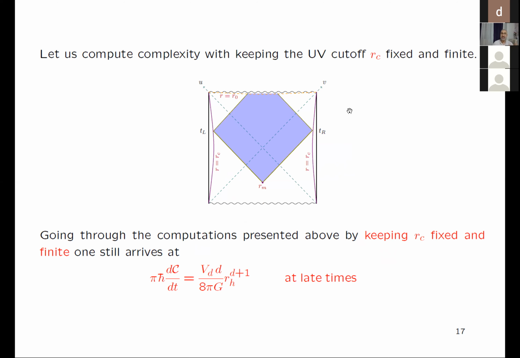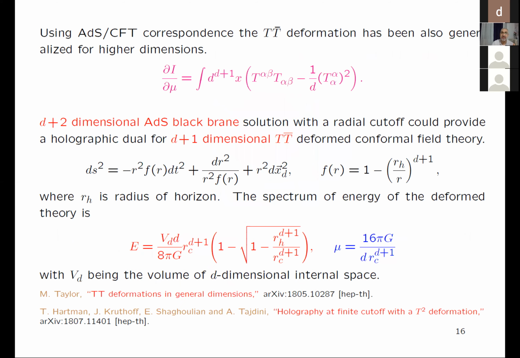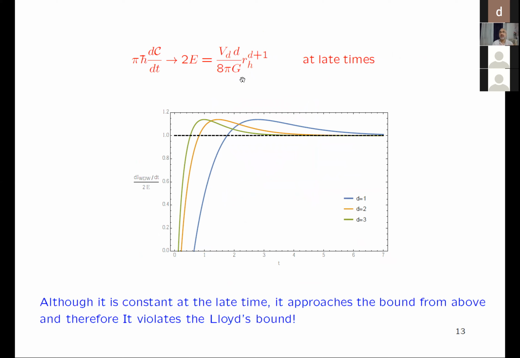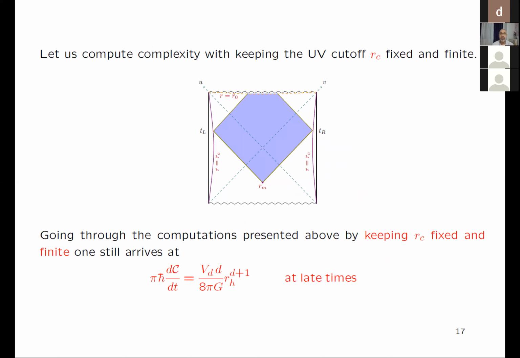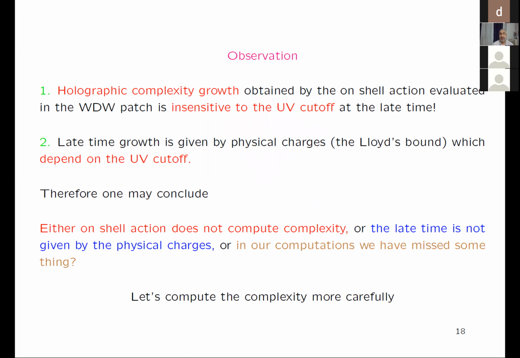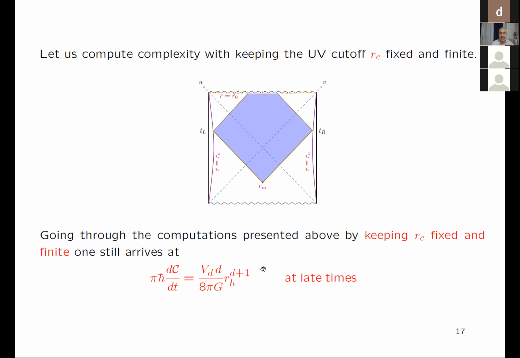Now the point is, since the solution we got here was independent of RC, one would simply expect that in this case, at late times, the complexity doesn't change. Therefore, it seems that the UV cutoff doesn't change anything in this scenario. There is some observation: holographic complexity growth obtained by the on-shell action evaluated on the Wheeler-DeWitt patch is insensitive to the UV cutoff at late times. This is what I showed you here. That's the expression. There is no RC there, which is the UV cutoff.